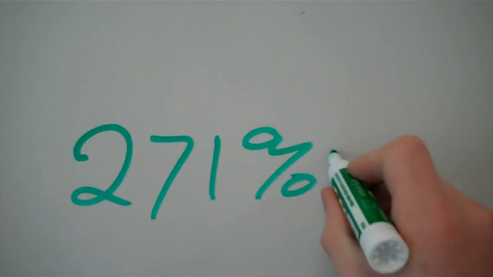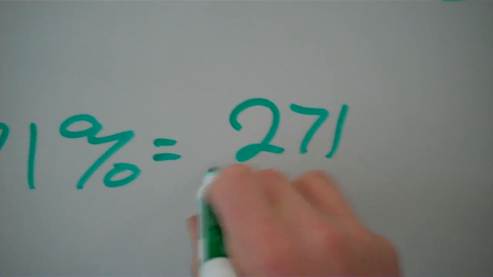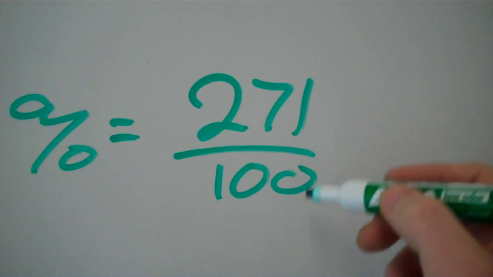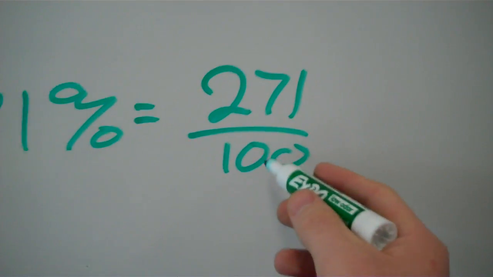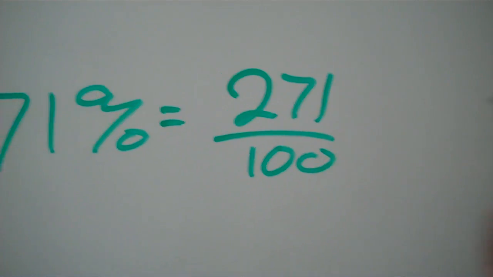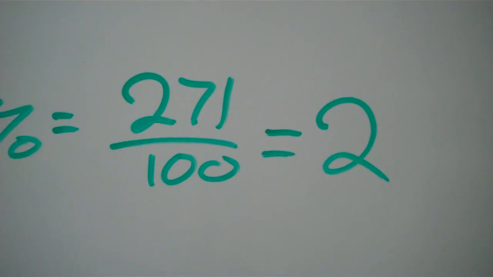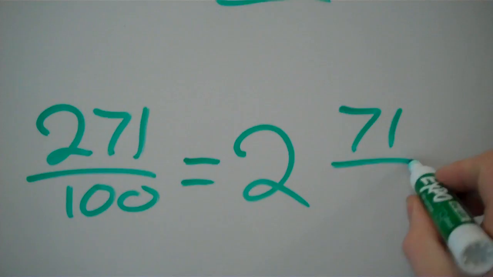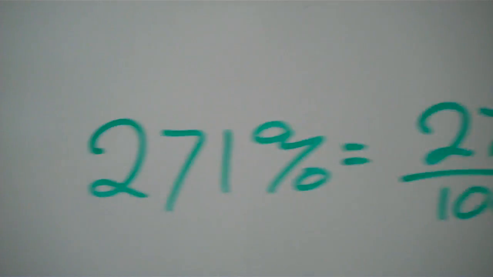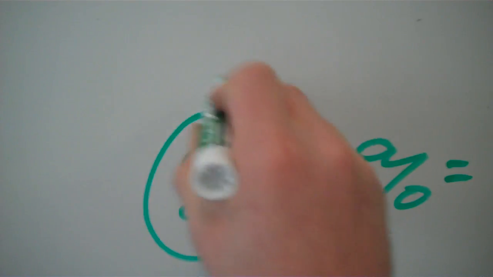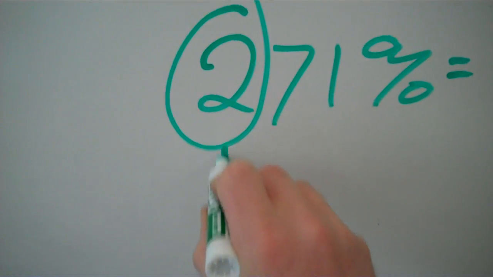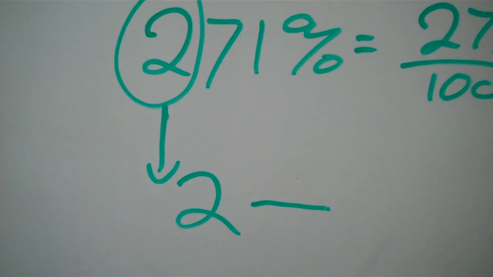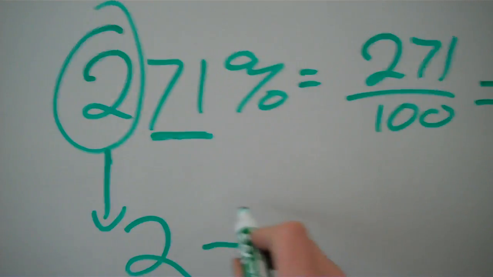We learned in class today that this is the same thing as saying 271 over 100, because it still just says 271%. However, 100 goes into 271 two whole times. So my whole number is going to be 2. And I'm left with a remainder of 71, and that's still going to be over 100. So for problems like this, when you have 271%, you can just take your whole number, bring it straight down, and say that's a 2. I'm going to have some sort of mixed number here, but that's my whole number. And then all I'm left with is 71%.